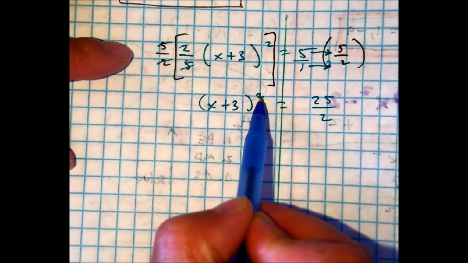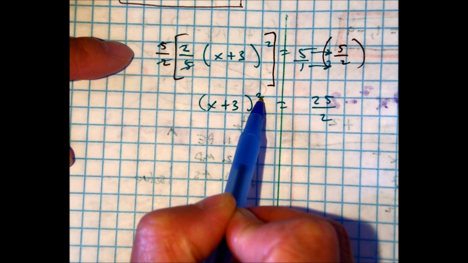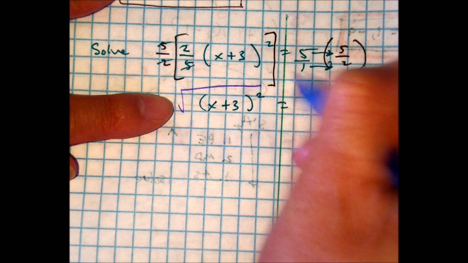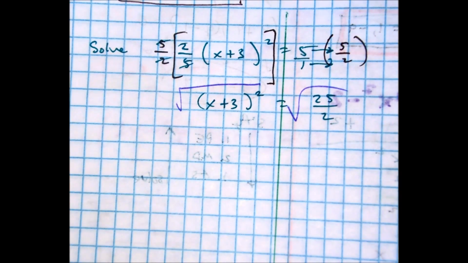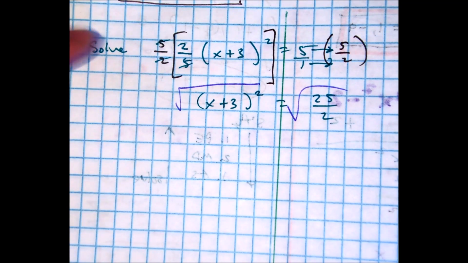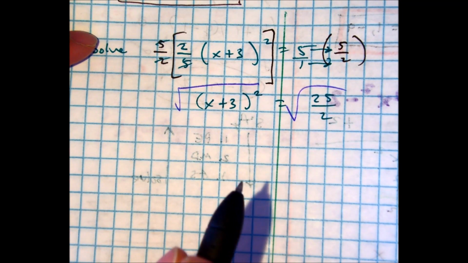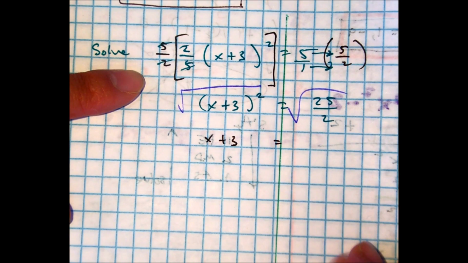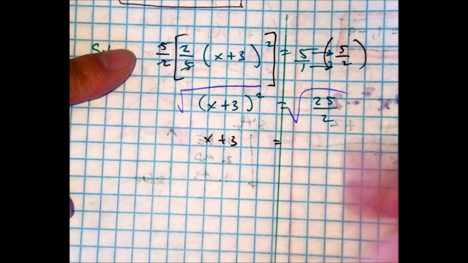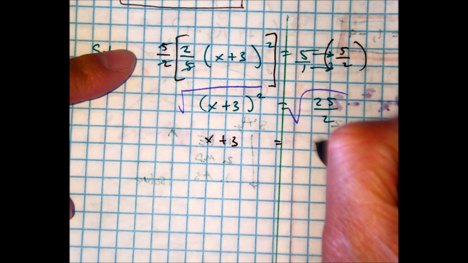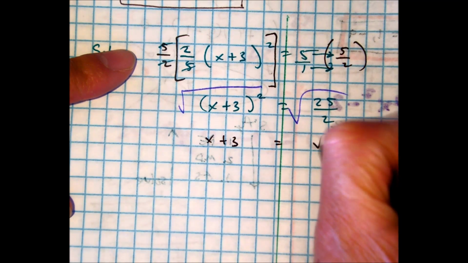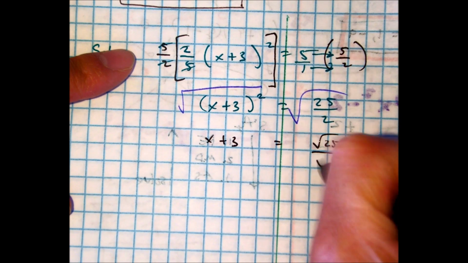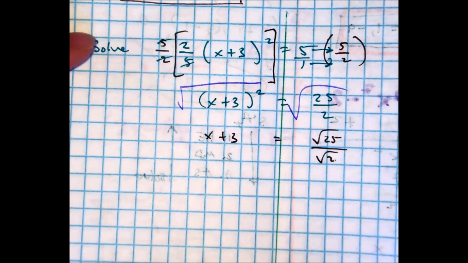How do you get rid of the x bar? Take the square root. Jesus, what's next? X plus 3 equals radical 25 over 2. Yeah, right here I'm going to split it. Radical 25 over radical 2.